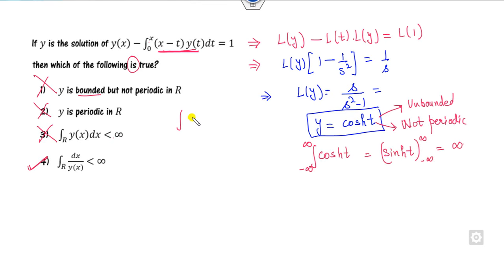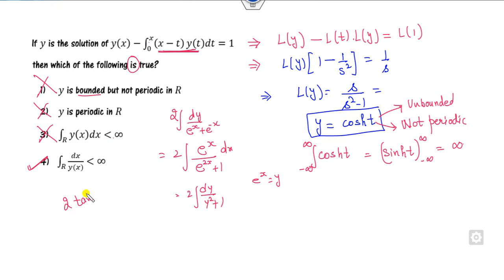I can integrate dx over cos hyperbolic x. I can write cos hyperbolic as this. I can write this as e raised to power x over e raised to power 2x plus 1. So if I consider e raised to power x as y, this is dy over y square plus 1. So what is the integration of this? Tan inverse y, or tan inverse e raised to power x. So the limit is from plus infinity to minus infinity.